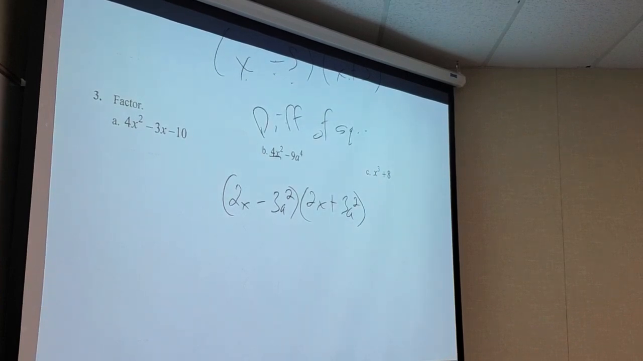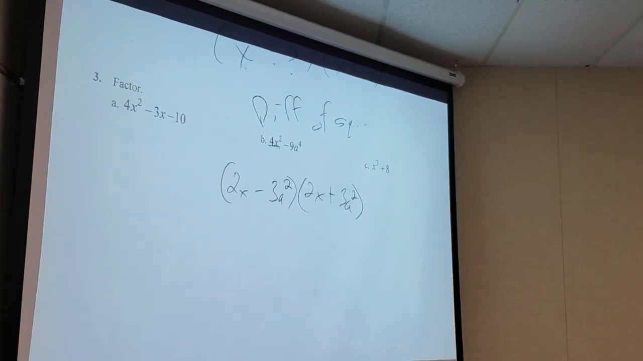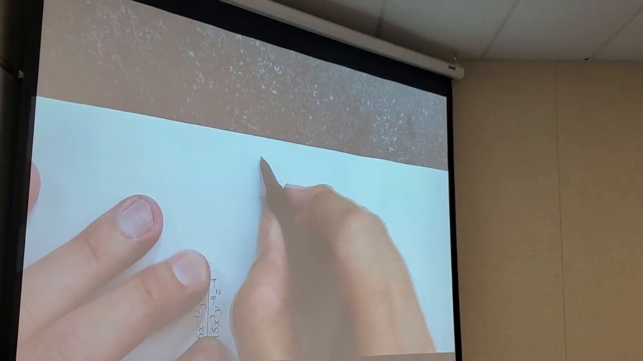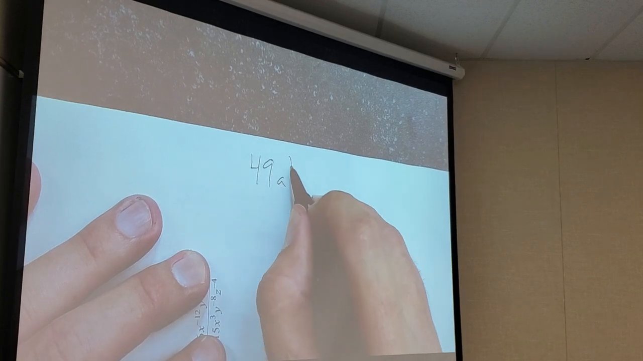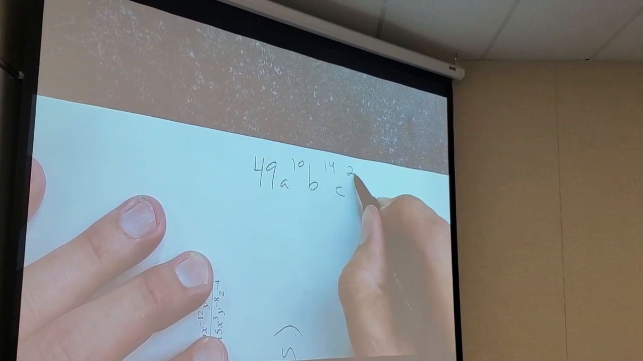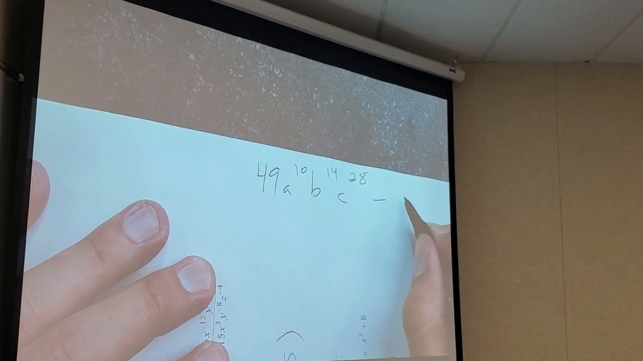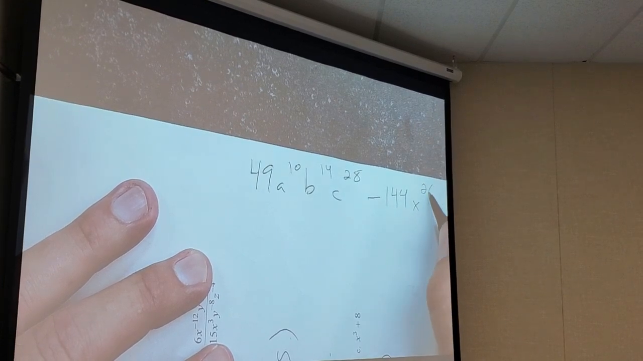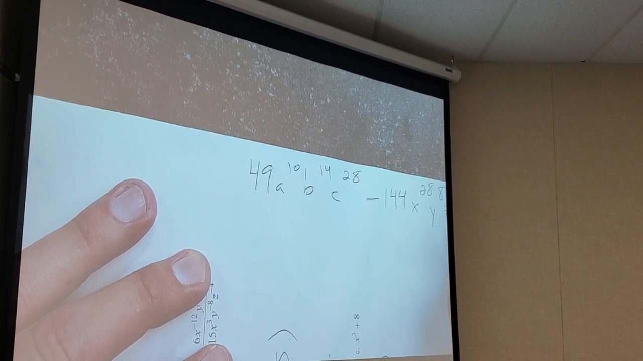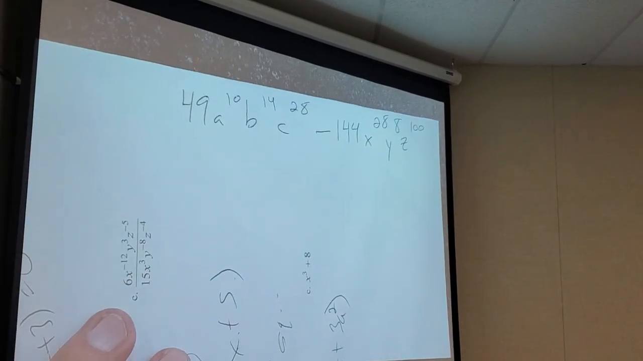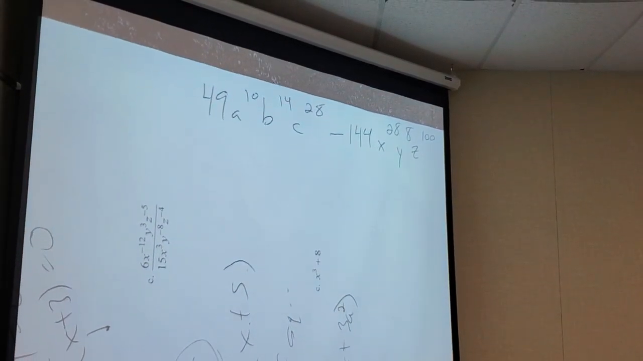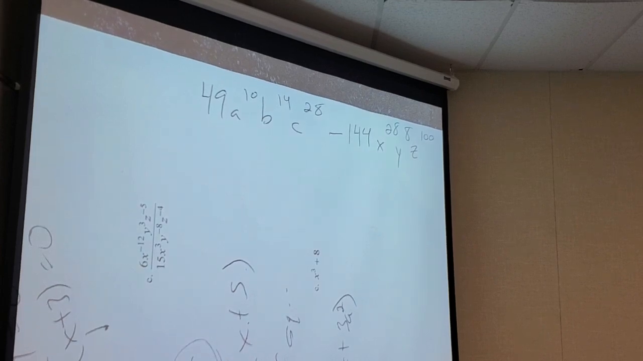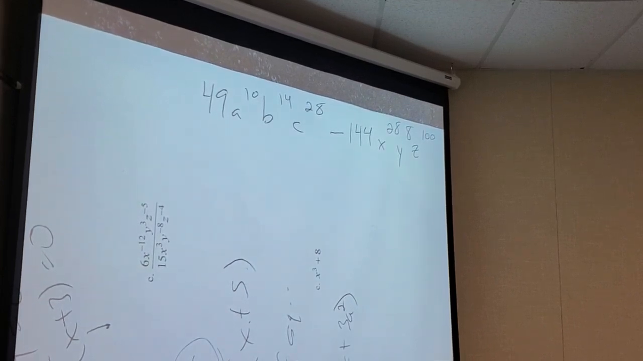So let me see if you guys still agree with me when I put this next. I'm going to make another problem up. Here it comes. You ready? 49a to the 10th, b to the 14th, c to the 28th, minus 144x to the 28th, y to the 8th, z to the 100th. Right? And you're all like, dude. And I'll be like, size matters not. Right?